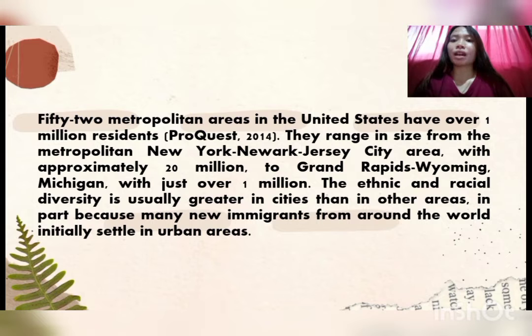52 metropolitan areas in the United States have over 1 million residents. They range in size from the metropolitan Newark, Jersey City area with approximately 20 million to Grand Rapids, Michigan, with just over 1 million. The ethnic and racial diversity is usually greater in cities than in other areas, in part because many new immigrants from around the world initially settle in urban areas.